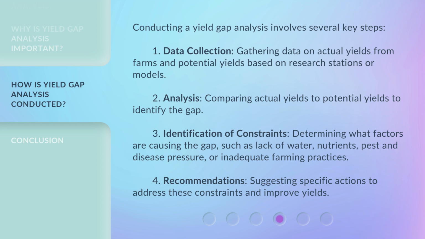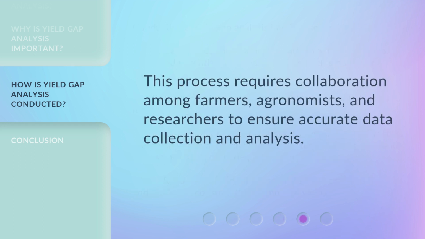3. Identification of constraints. Determining what factors are causing the gap, such as lack of water, nutrients, pest and disease pressure, or inadequate farming practices. 4. Recommendations. Suggesting specific actions to address these constraints and improve yields. This process requires collaboration among farmers, agronomists, and researchers to ensure accurate data collection and analysis.